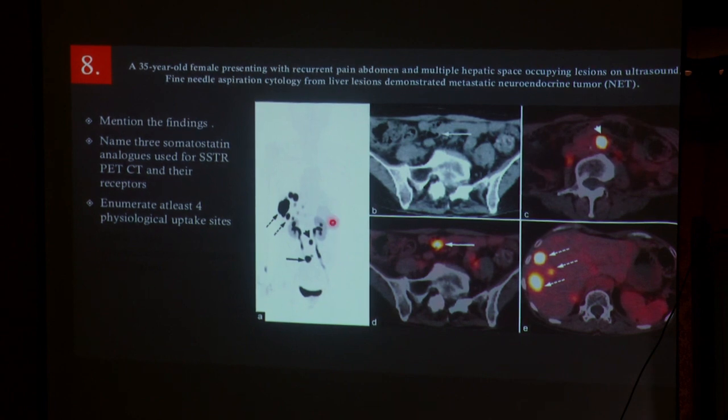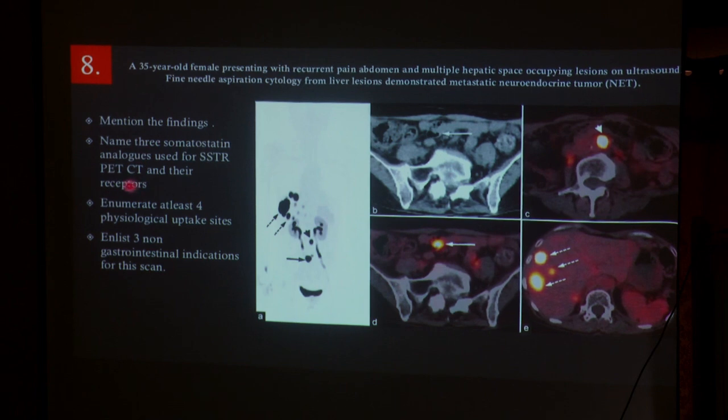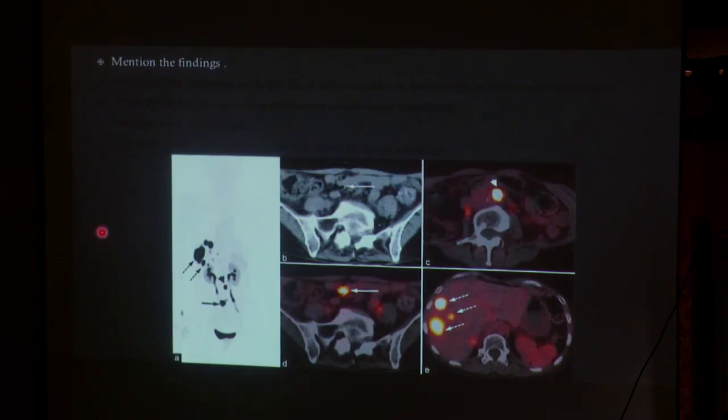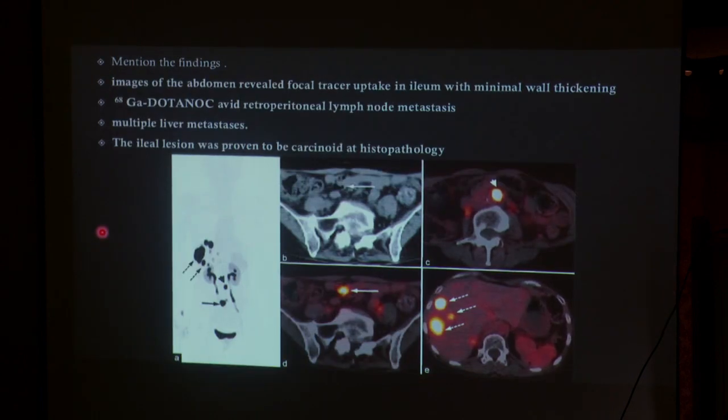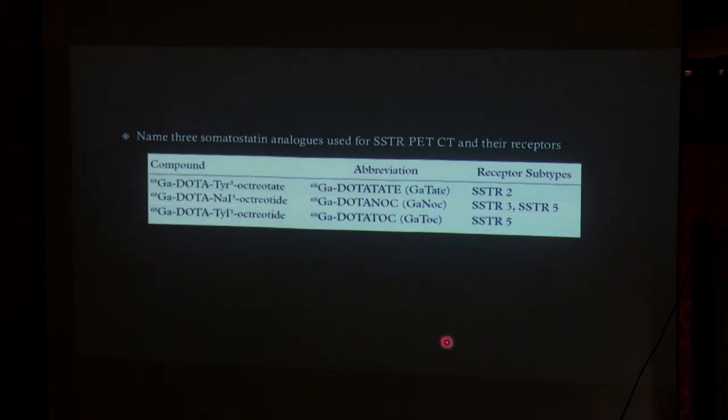That's the last question. And we have to also know 3 somatostatin analogs that are used for SSTR PET-CT, which is somatostatin receptor specific. And also enumerate at least 4 physiological uptake sites and enlist 3 non-gastrointestinal areas. So here, as we've already discussed, there are avid retroperitoneal nodes that are seen. This is in the ileum, so it's a case of carcinoid with ileal uptake here. Also, there is hepatic metastasis that is seen.